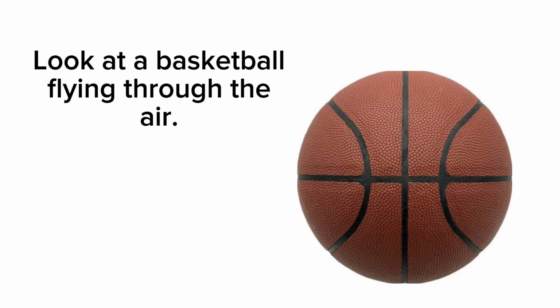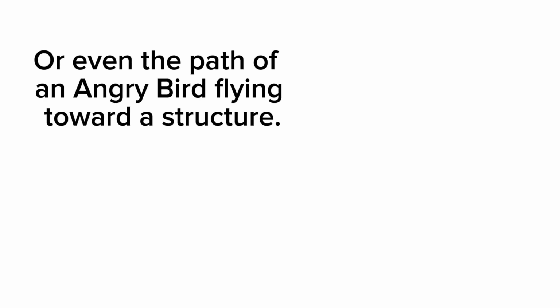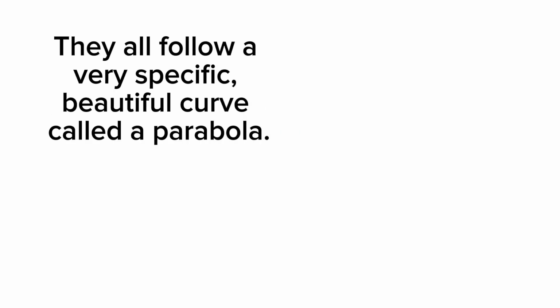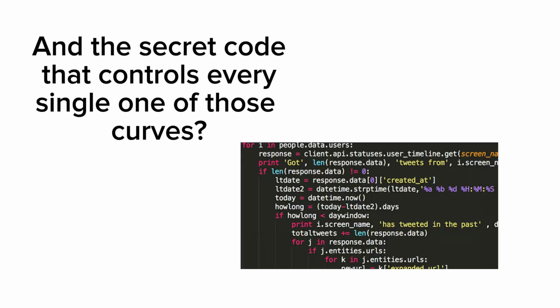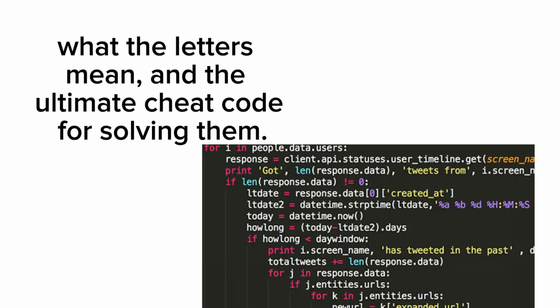Hey everyone, look at a basketball flying through the air, or the cables on a suspension bridge, or even the path of an angry bird flying toward a structure. What do all of these have in common? They follow a very specific beautiful curve called a parabola. And the secret code that controls every single one of those curves? The quadratic equation. Today, we're going to demystify what this is, what the letters mean, and the ultimate cheat code for solving them. Let's dive in.